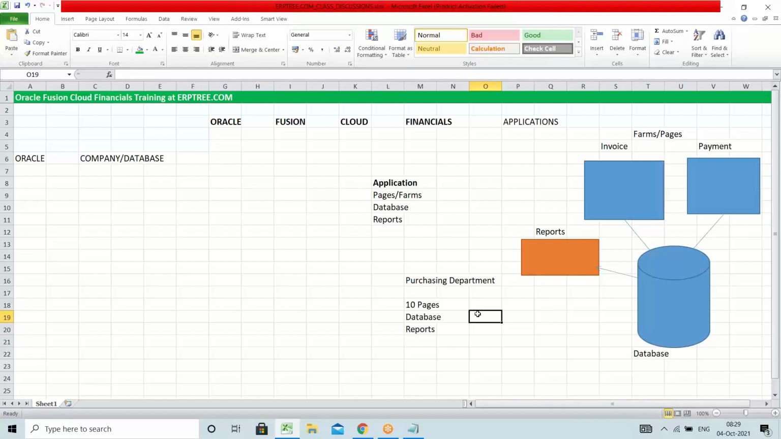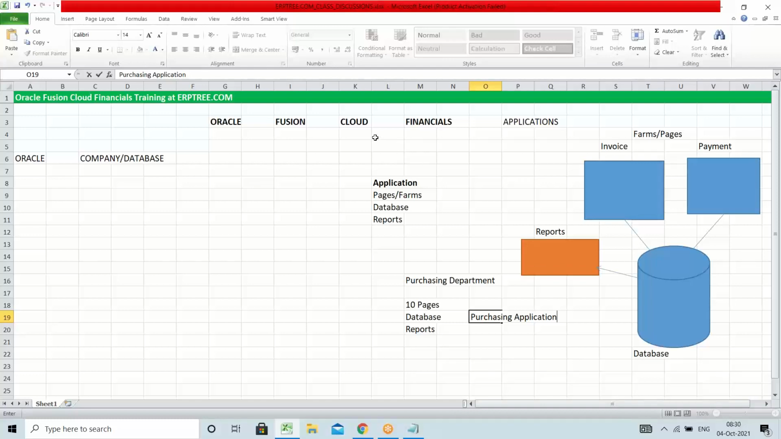That means the pages or forms we use for different departments. All the pages and all the reports we are using for the purchasing department, that we can call the purchasing application. If the payables department is going to use some set of pages and reports, anyway a database will be there for every application, so that we call the payables application. If the asset department is going to use some set of pages and reports, that we call the asset application. This is the point we have to understand, which is related to application.